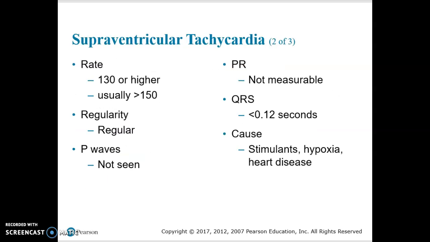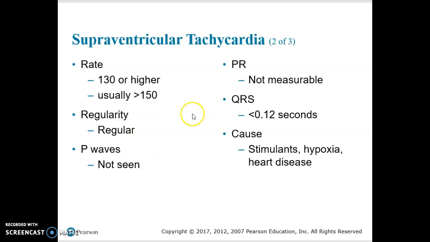So here is the criteria that you have to remember for supraventricular tachycardia. We have a rate of 130 or higher. It's usually greater than 150. The regularity here is regular. We do not see P waves. The PR interval is not measurable because we cannot positively ID any P waves. So when we can't ID P waves, we cannot have a PR interval. The QRS here is less than 0.12 seconds, which tells us that this is not a problem in the ventricles because this is normal. The causes are the same causes as paroxysmal atrial tachycardia: stimulants, hypoxia, and heart disease, okay?